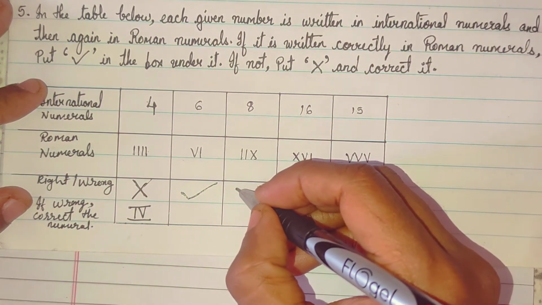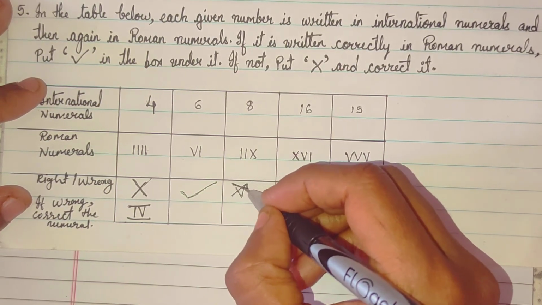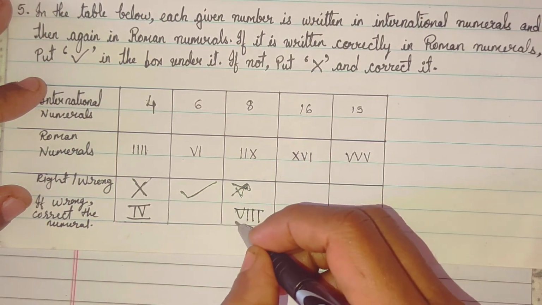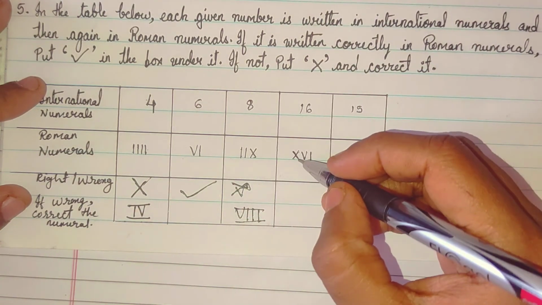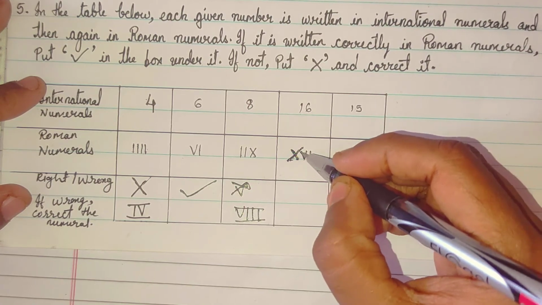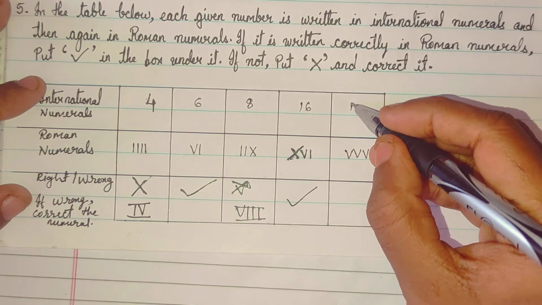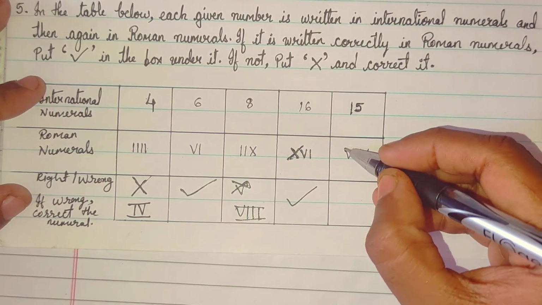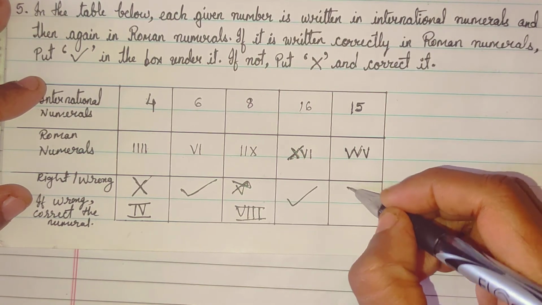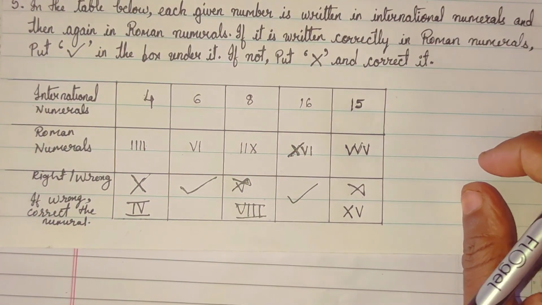Then 8. So this is again wrong. How do we write 8? Sorry, this is wrong. First we have to say wrong. Then 5, 6, 7, 8. Then 16. So this is 10 plus 5 plus 1, 6. So this is 16. So yes, correct. Now 15. So 5 plus 5 plus 5. This is wrong. You should not write it like this. 10 plus 5, 15. This is the correct way.